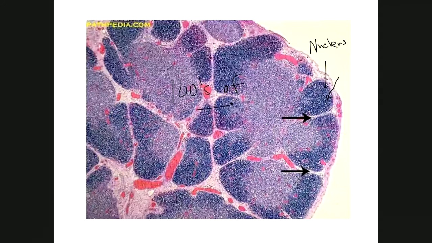And so there are millions and millions inside the thymus. So remember, they're going to come here, they're going to be trained, and then they're going to leave. And they're going to leave as competent T cells.